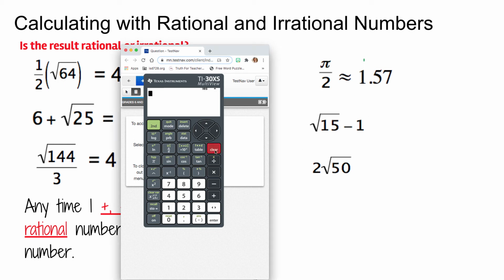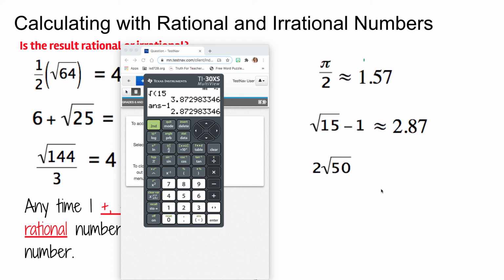Let's do the next one. The square root of 15, let's type that in. Hit enter, now take away 1. We would round to the nearest hundredths because this decimal doesn't stop and it doesn't have any repeating parts to it. So 2 and 87 hundredths is about the value of this expression. The square root of 15 is an irrational number, right? It was in our irrational number column. Minus 1. 1 is a rational number, but since we took 1 away from an irrational number, our answer is also irrational.